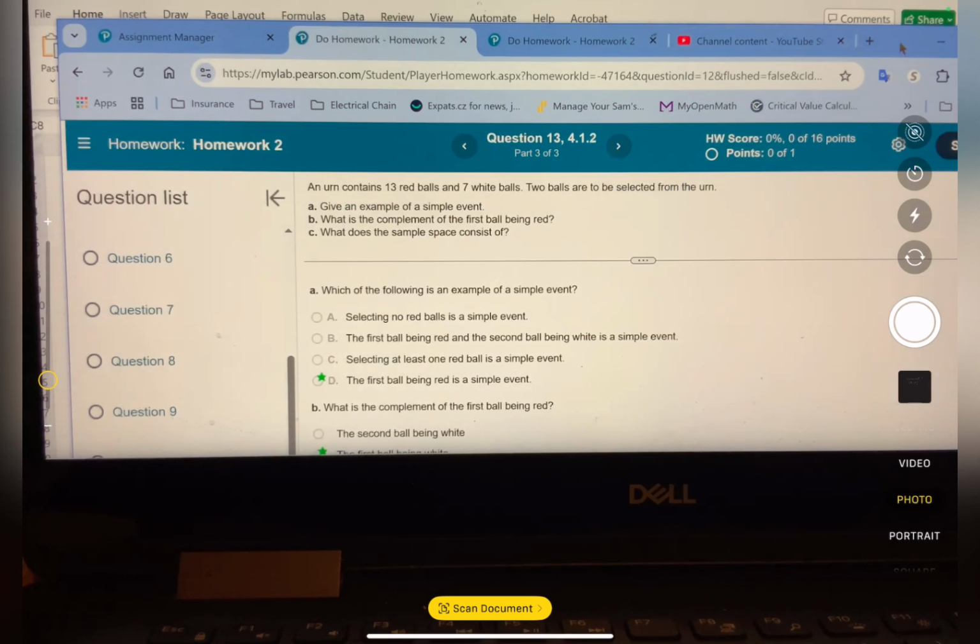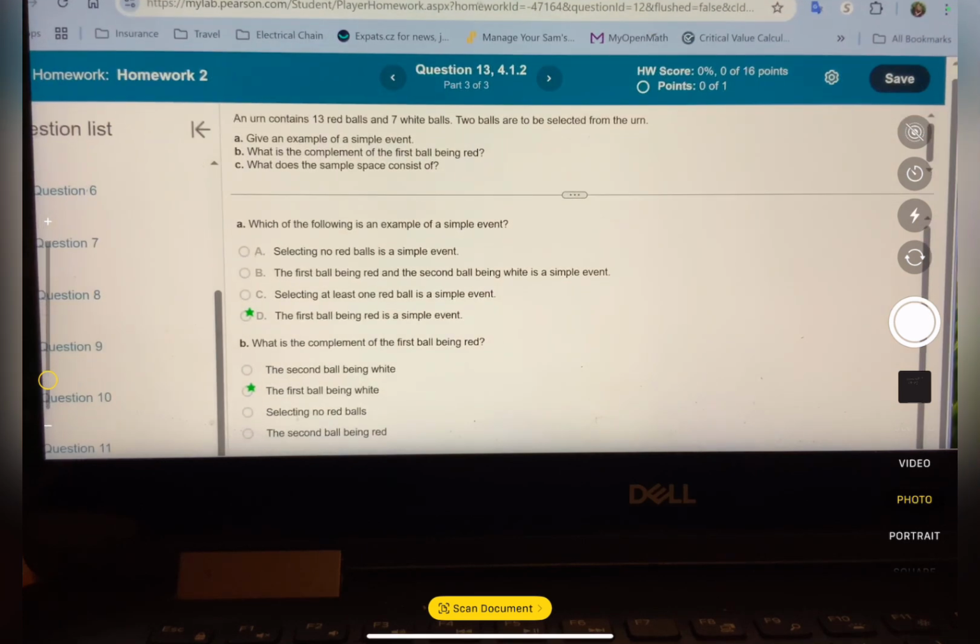Let's see what we have. An urn contains 13 red balls and 7 white balls. 2 balls are to be selected from the urn. Urn? I don't know if I pronounced it right, but at least you know what I mean. URN. All right. So question A. Give an example of simple event. Just refresh your memory: a simple event has only one outcome.